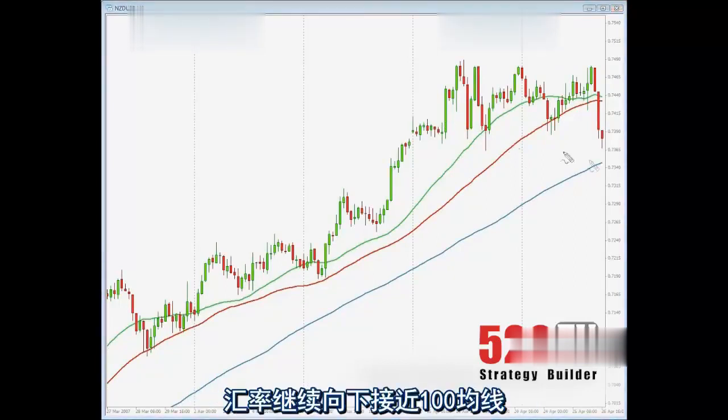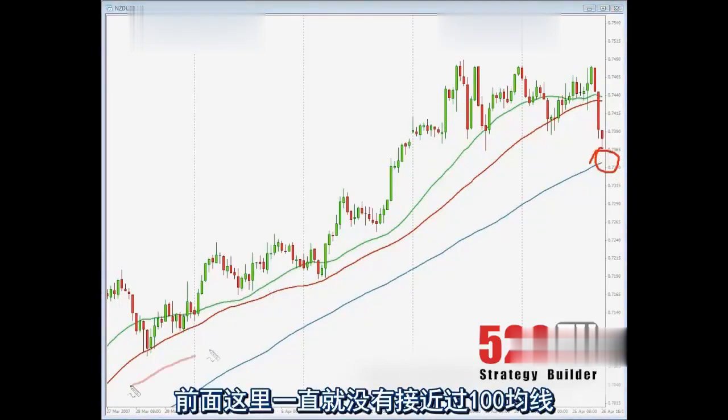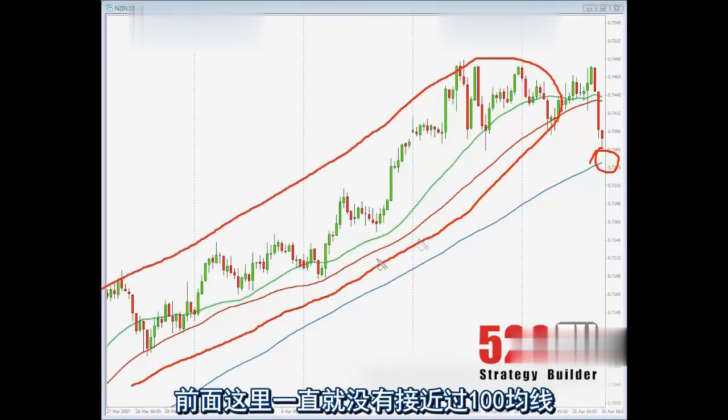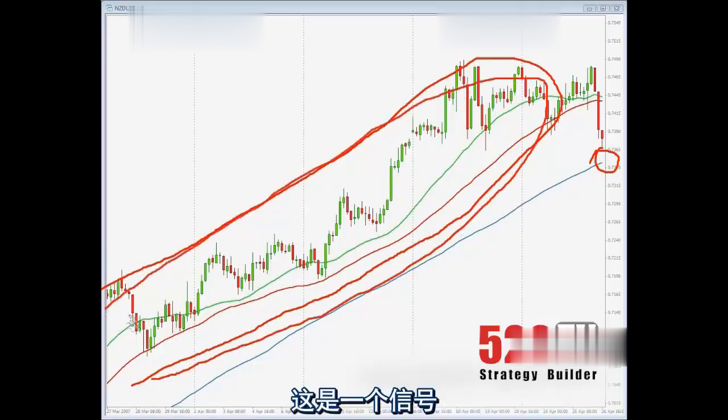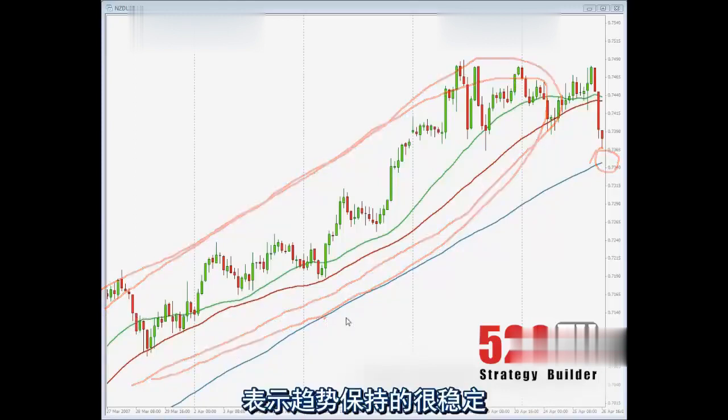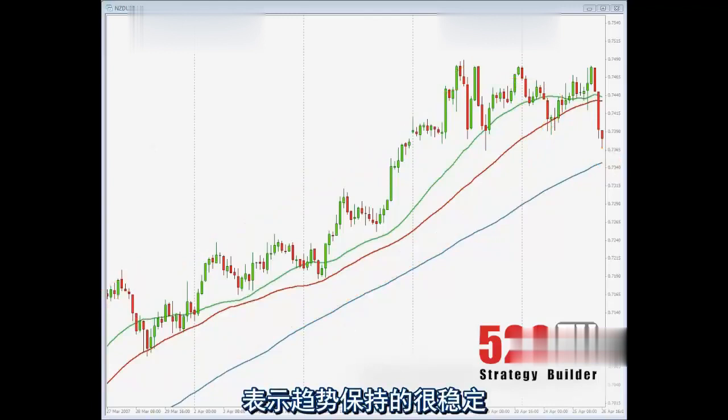We are getting too close to the 50. You see that? All this time around we've been nowhere near the 50. Sorry, the 100 simple moving average. Sorry guys, I meant the 100. We've been nowhere near the 100 simple moving average. That's all right. It's a signal, an indication of a clear, of a healthy trend, let's say.